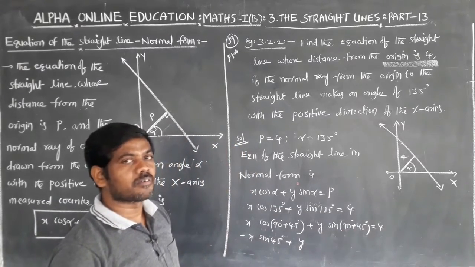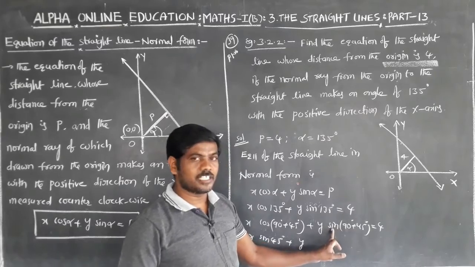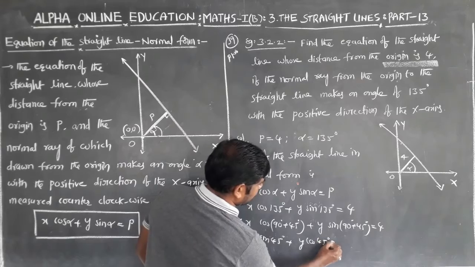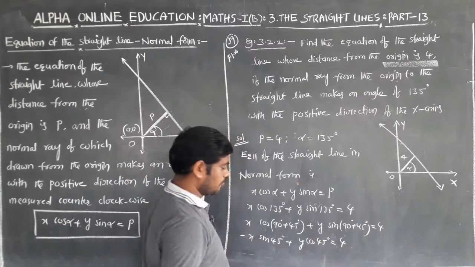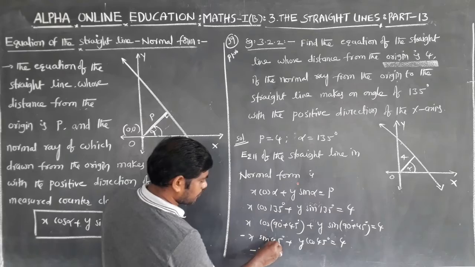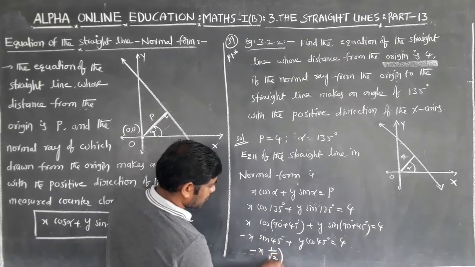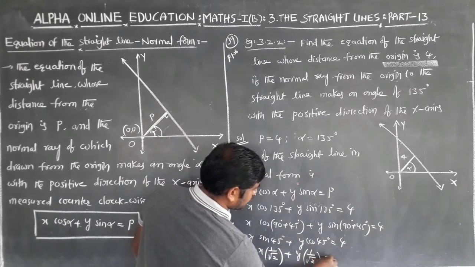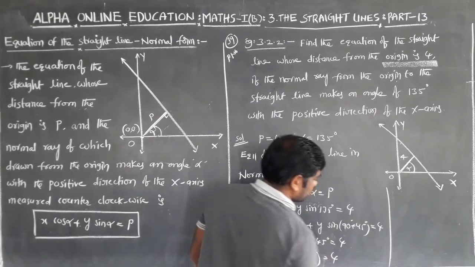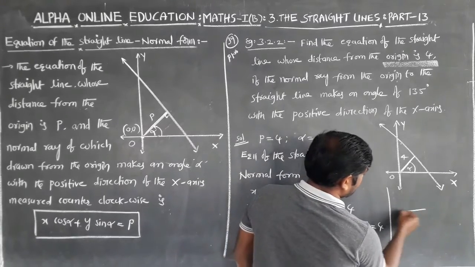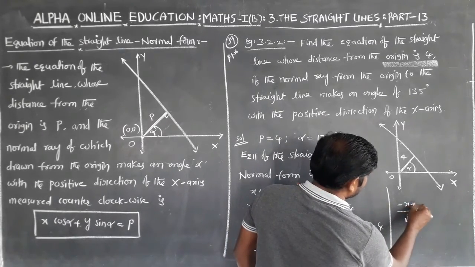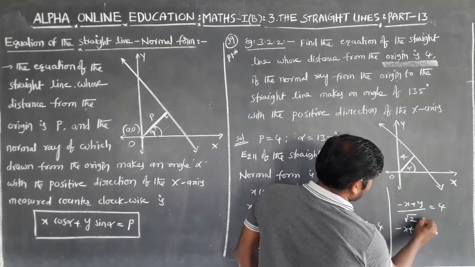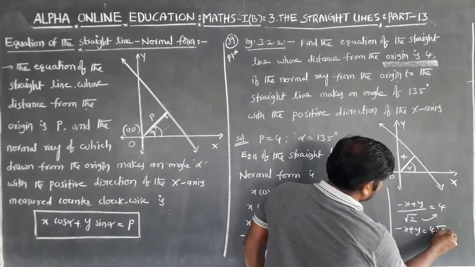Plus y into sin of 90 plus theta. 90 plus means second quadrant. In the second quadrant sin is positive. So sin changes into cos. Cos 45 is equal to 4: minus x into sin 45, 1 by root 2, plus y into cos 45, 1 by root 2, is equal to 4. We are taking LCM root 2: minus x plus y is equal to 4 root 2.